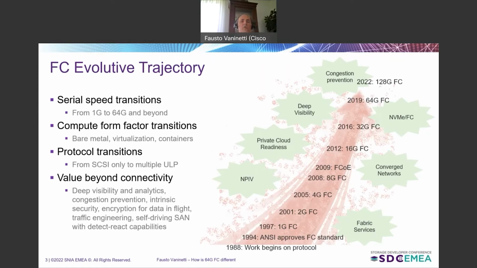And the fourth direction of evolution for Fibre Channel is services. What can a Fibre Channel network deliver beyond simple connectivity? And in here, I would talk about things like deep visibility for your traffic and analytics, congestion prevention, intrinsic security with anti-counterfeit technology and secure boot, or maybe encryption for data in flight, traffic engineering, segmentation, and self-driving storage area networks with detect and react capabilities.